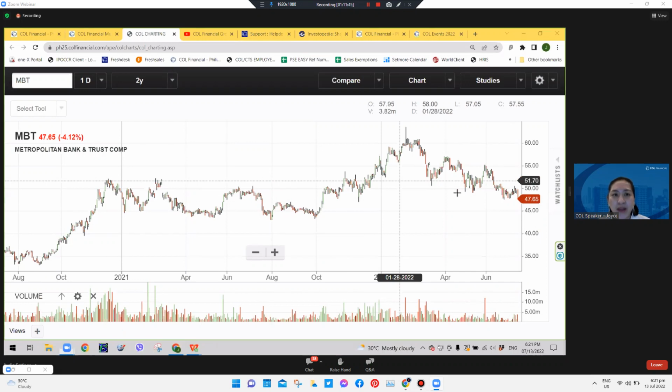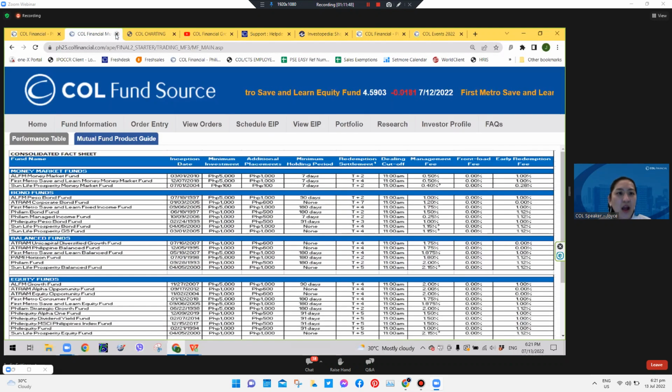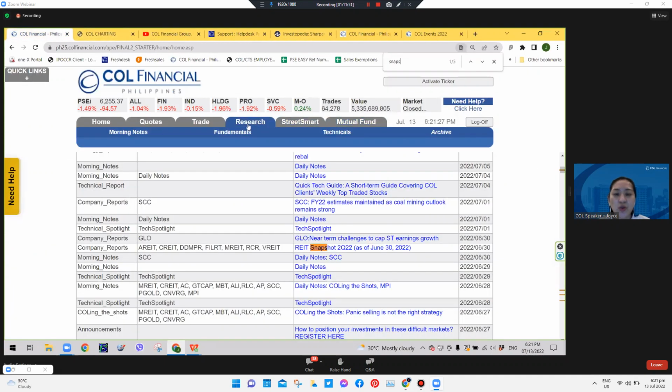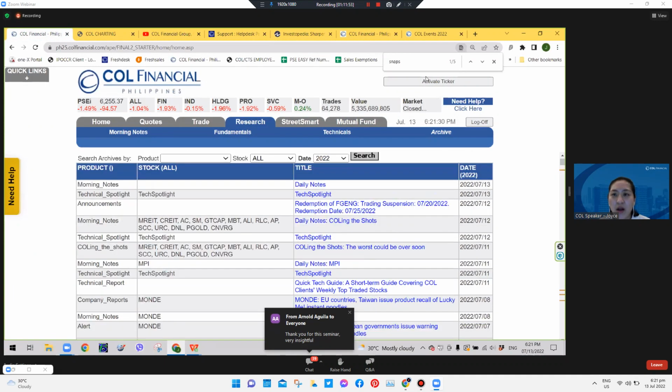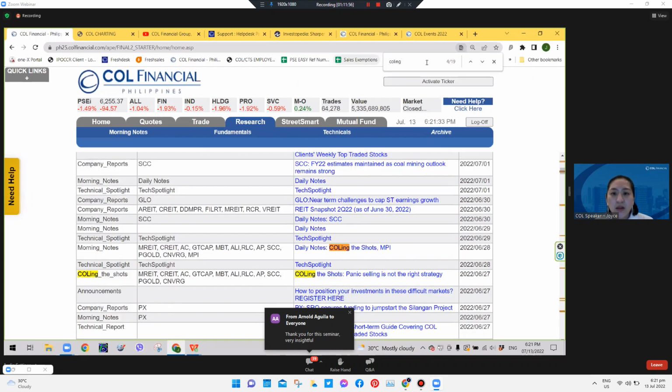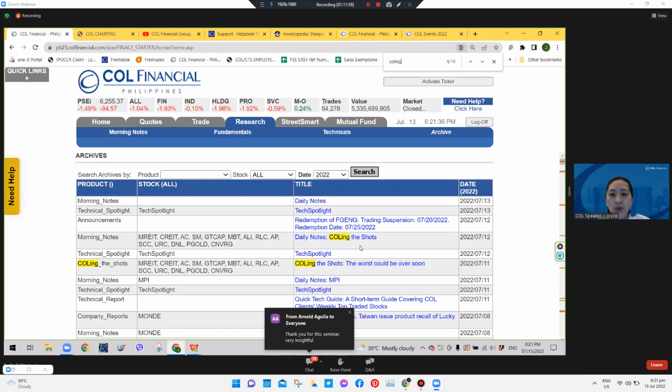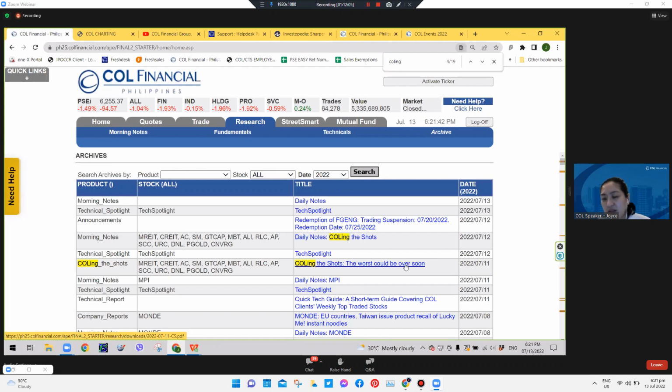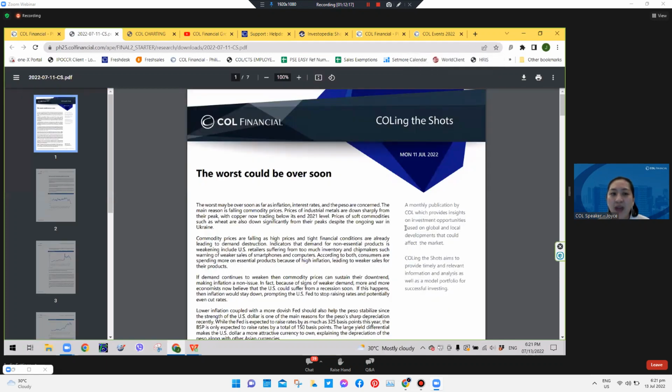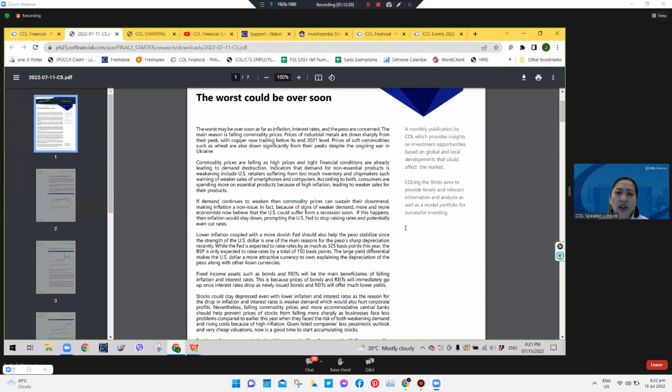Now, for fundamental analysis, I would suggest going to this report in our archive. Read this report called Calling the Shots. We had one on July 11. Calling the Shots is a report that tells you what's happening in the market, as in the stock market in general. It will tell you why we are getting hit by inflation, is it still bad, or in this case, could the worst already be over.